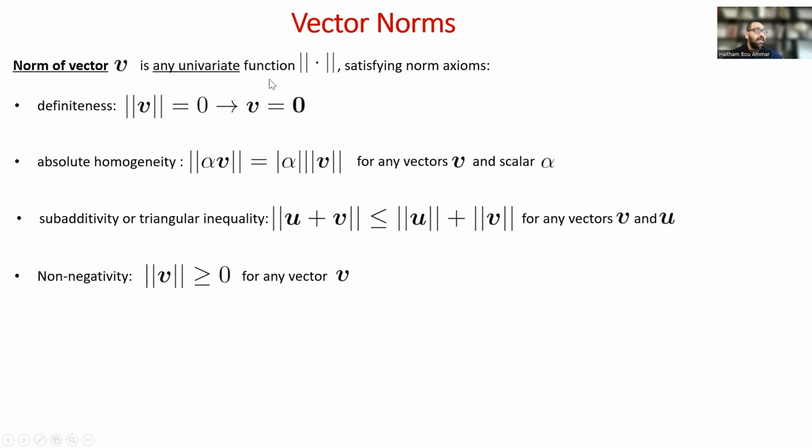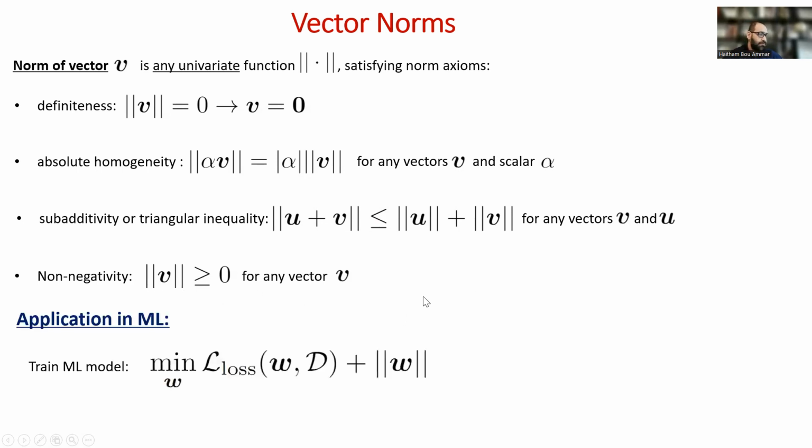So a norm has this notation, and it satisfies the norm axioms. Those norm axioms are: if the norm is 0, then that means the vector is 0. If we multiply the scalar alpha by v and take the norm, that is like taking the absolute value of alpha multiplied by the norm of v. The triangle inequality holds, so the norm of u plus v is less than or equal to the norm of u plus the norm of v, and we have non-negativity, meaning that the norm is greater than or equal to 0.